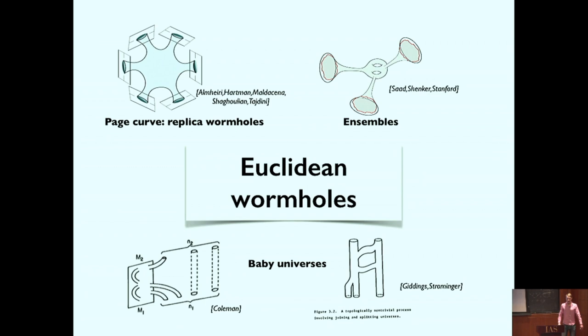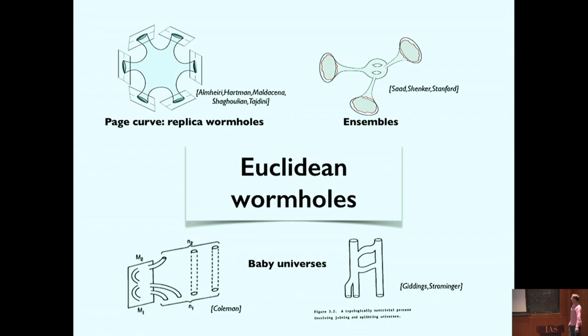And this is very similar as well to slightly earlier work, in particular by Saad, Shenker and Stanford, that demonstrated that JT gravity has this beautiful property that if you include the same sorts of things where you have multiple separate asymptotically AdS boundaries, you include topologies, there's a description of this not as a single CFT dual, but as an ensemble of theories that live on the boundary. And the pictures, of course, look very similar.